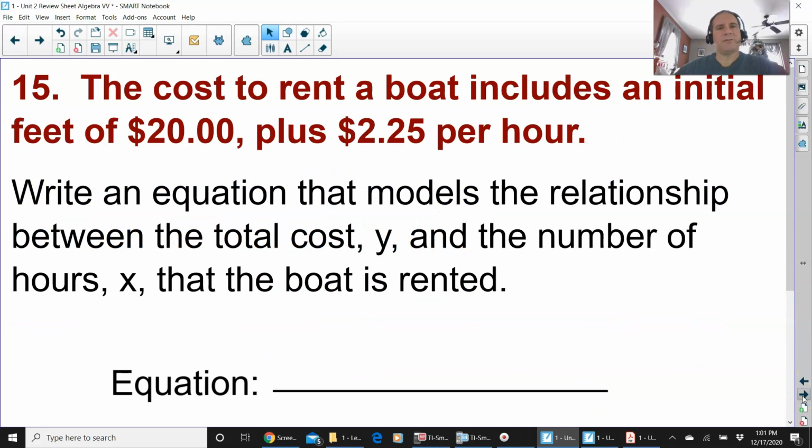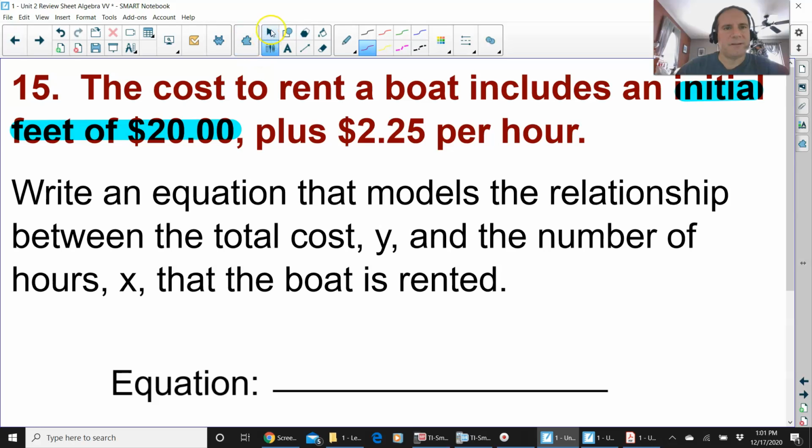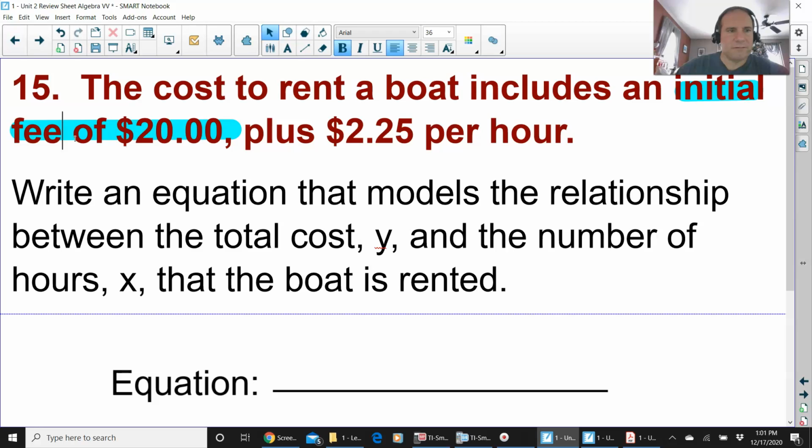All right, number 15, the cost to rent a boat includes an initial fee of $20 plus $2.25 per hour. Write an equation that models this relationship. Take it slow. We're going to have right now initial fee, keywords. Not initial feet, initial fee. So we'll fix that right now. Imagine an initial fee.